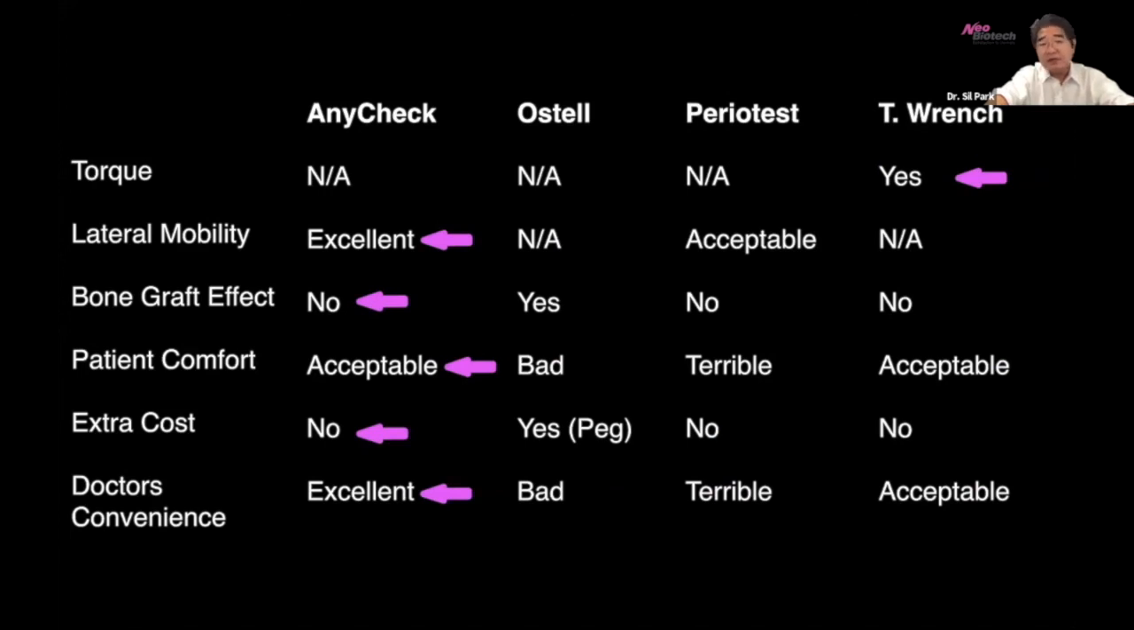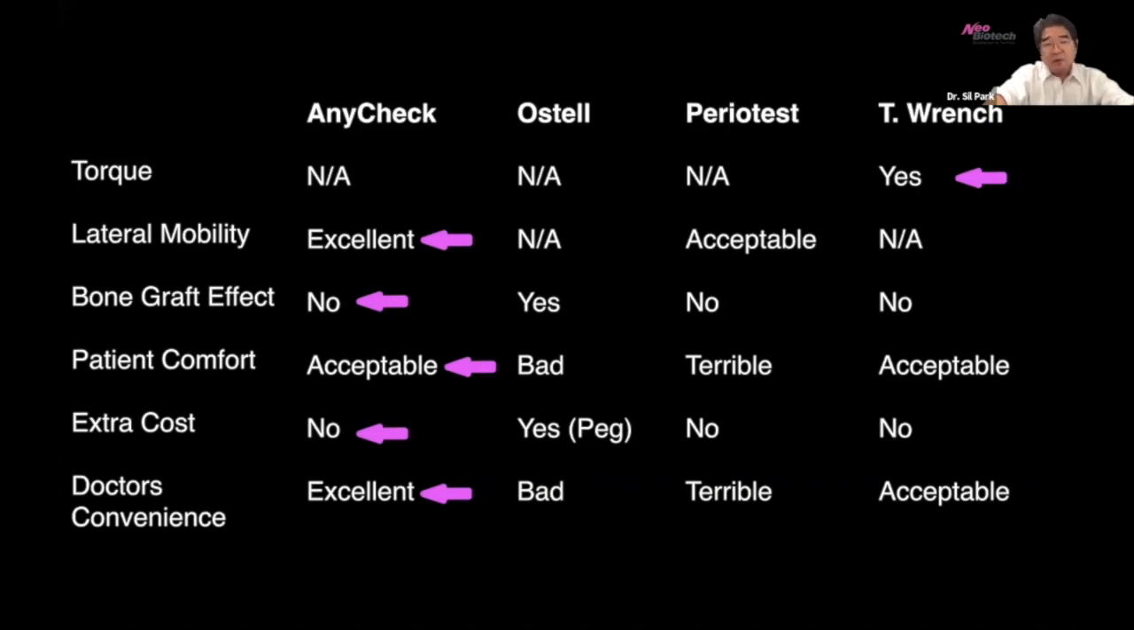And also, a good thing is that if we do the Ostell, I do not have to remove the healing abutment, put the smart peg again, measure it, remove the smart peg, and then put the healing abutment back. And also, when we think about the extra cost, the smart peg for the Ostell is about $20 to $50, depending on the situation. That is quite expensive, and it is not possible to autoclave it. So all you need to do is a cold sterilization, or you have to use a new smart peg. So that is quite difficult, right?